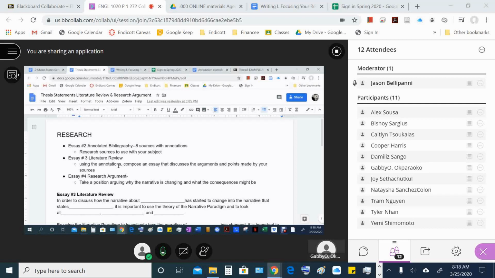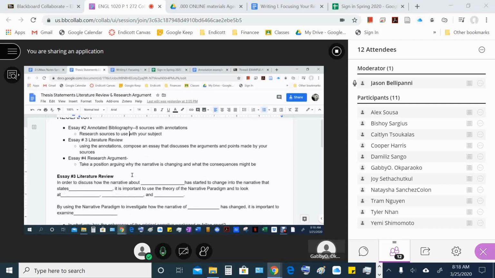So you'll have 8 articles or 8 sources, and the literature review is basically trying to say, okay, I have these 8 sources. Here are the 3 main ideas that I'm dealing with, and here's what each of my sources talk about. So I tried to come up with some templates.